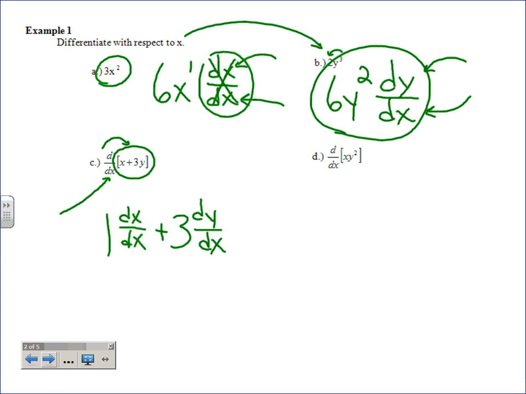Now, here's an interesting question. Can I add those two together? Why not? Because that's 1 times dx dx plus 3 times dy dx. Are those the same thing? No. Okay. Is it okay, though, to say that, for our purposes so far, that that's the answer? Yeah, but you can't get rid of the other one. Uh-oh.